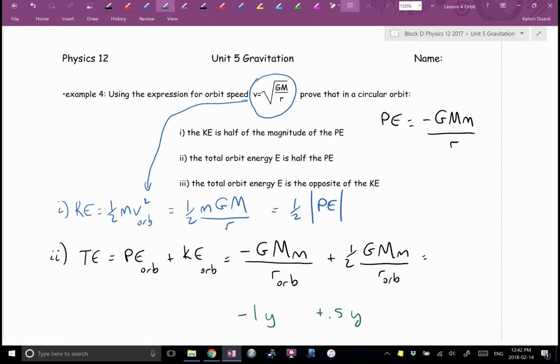What is negative 1 something plus a half of something when you gather like terms? Kevin? 0.5. Positive or negative? Negative. You know what? This is what I was trying to prove. This is going to be negative a half of big G, big M, little m over R orbit. Manir, can you read to me what number 2 wanted me to prove again? The total orbit energy is half of the potential energy. Didn't we just prove it?